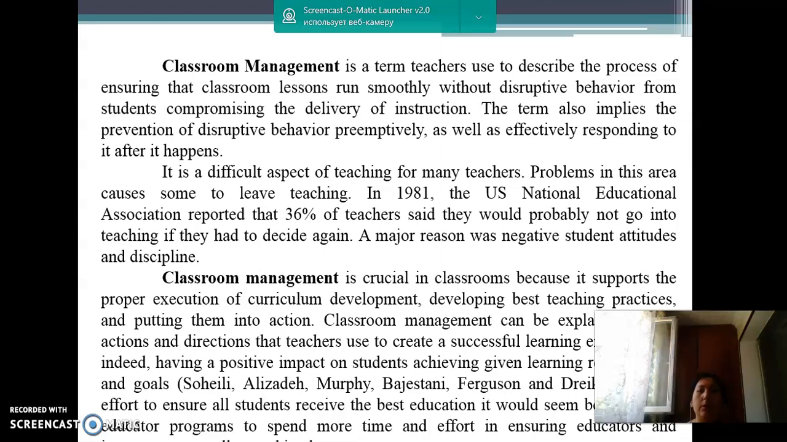Classroom management is crucial in classrooms because it supports the proper execution of curriculum development, developing best teaching practices, and putting them into action. Classroom management can be explained as the actions and directions the teachers use to create a successful learning environment, having a positive impact on students achieving given learning requirements and goals. In an effort to ensure all students receive the best education, it would seem beneficial for educator programs to spend more time and effort in ensuring educators and instructors are well versed in classroom management.